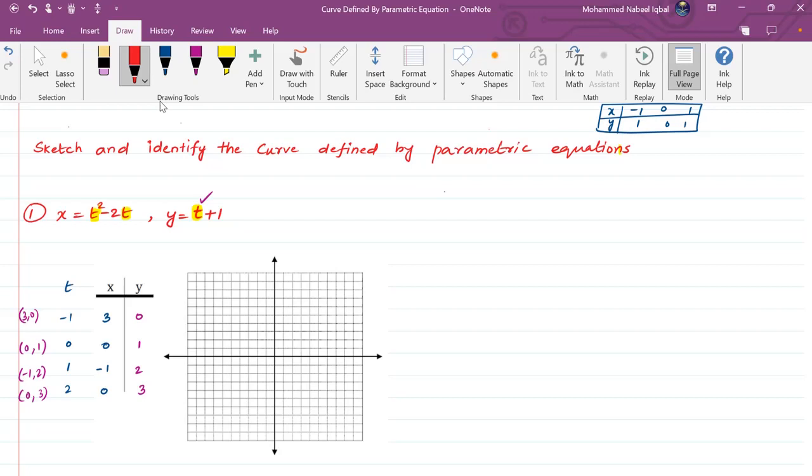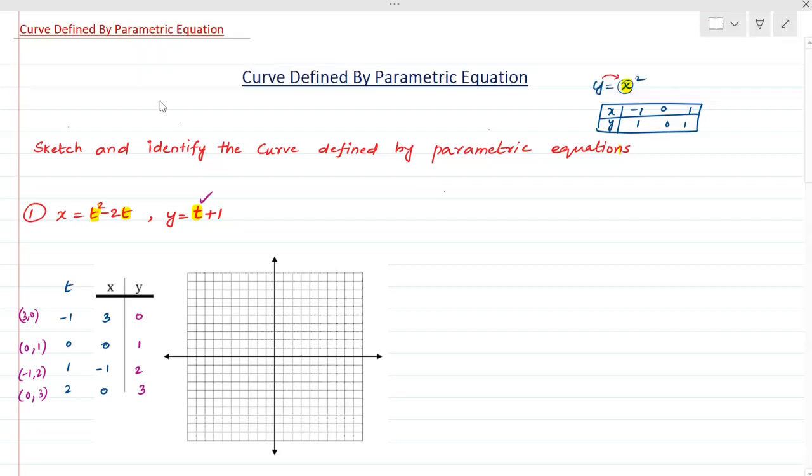So I will start with this point 3, 0. Therefore 1, 2, 3, it will be here. So this is the 3, 0. Next, where is the next point? 0, 1. The y value is 1, the x value is 0. So it will be here. So this is the point. Now -1, 2. The x value is -1, the y value is 2. It will be here. Where is the next point? It is 0, 3. 1, 2, 3. It will be here, 0, 3.